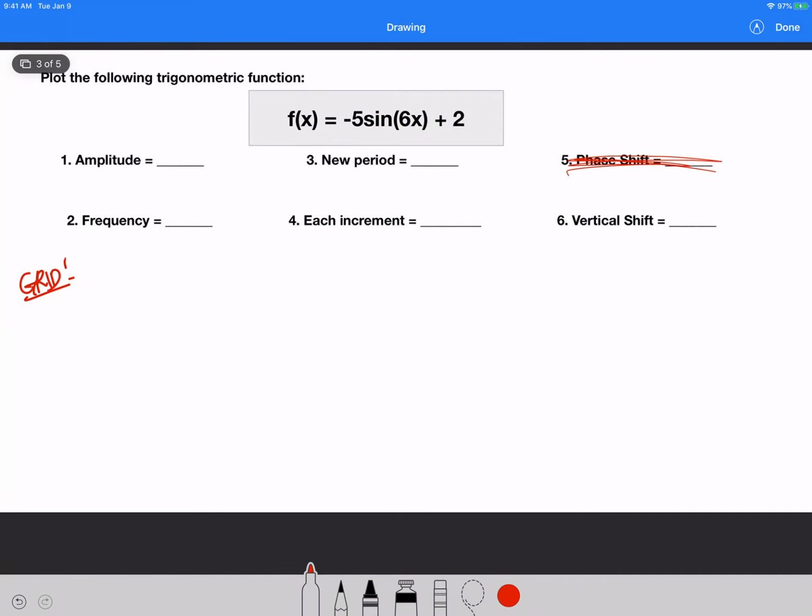Okay, so I'm going to fly through these really quickly. Amplitude is 5 and frequency is 6. New period would be pi over 3, so each increment would be pi over 12. Well, how did I get pi over 3? It's 2 pi divided by 6, right? So vertical shift here will be just positive 2.